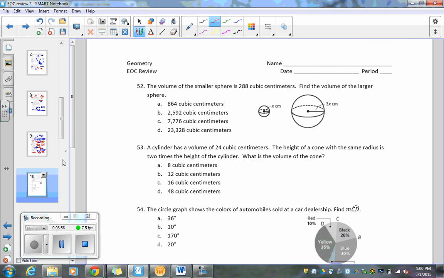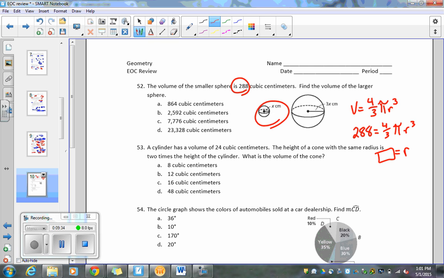All right, 52. The volume of the smallest sphere is 288 cubic centimeters. Find the volume of the larger sphere. All right, so if the volume of the smaller sphere is 288, we got to work backwards. So remember, the volume is equal to 4/3 times pi r to the third power. So we already know our volume is 288. It's 288 is equal to 4/3 times pi r to the third power. And our job is to find our r. That's what we're trying to do.